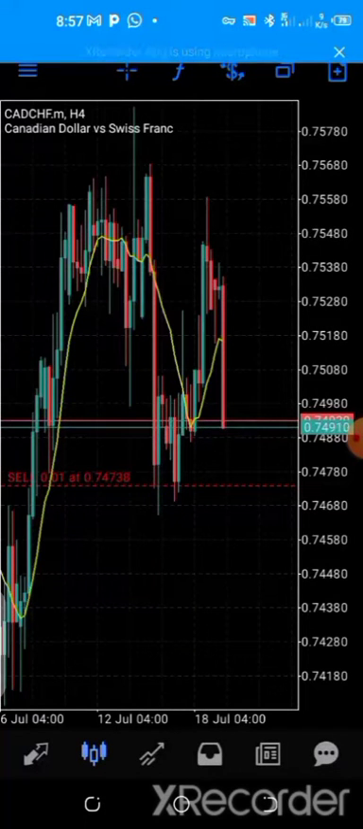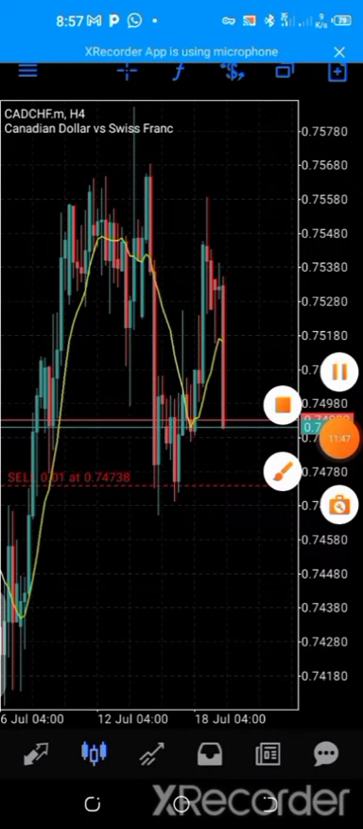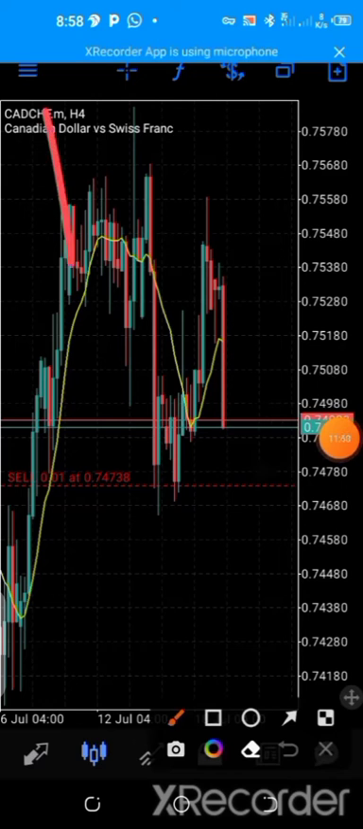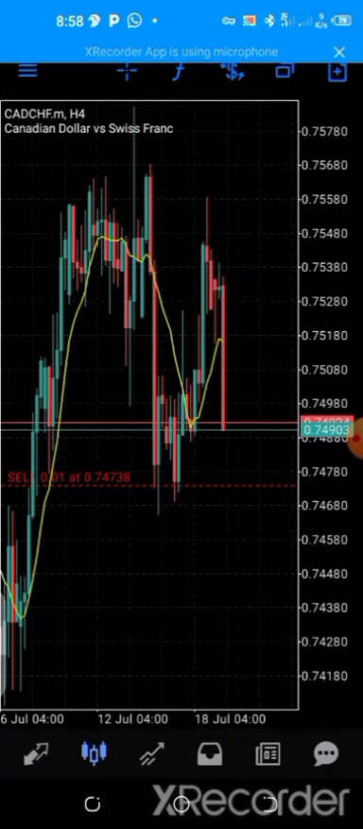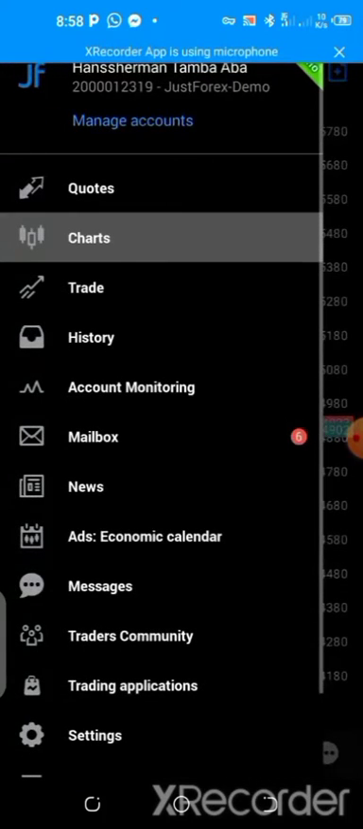So I'll come up here to the setting button. You come to the setting button. Please be attentive. This is the setting button up here. We all know, we already talked about that. So you tap the setting button.